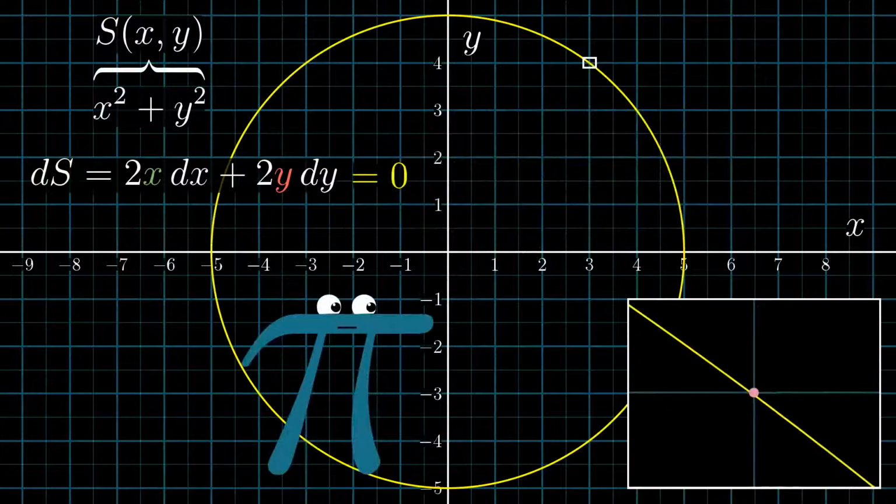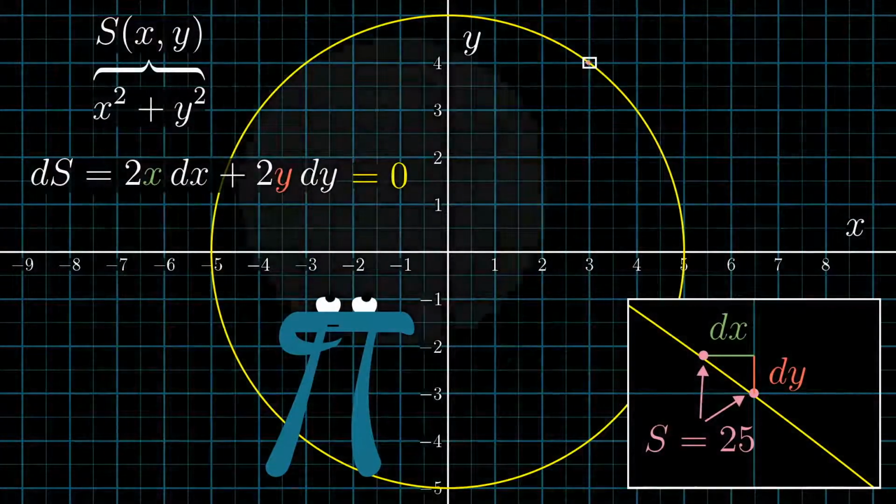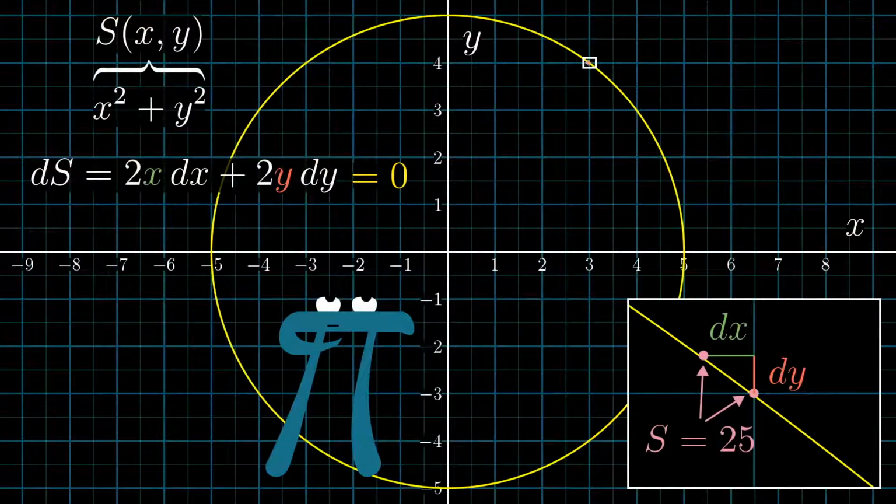The key point here is that when you restrict yourself to steps along the circle, you're essentially saying you want to ensure that this value of s doesn't change. It starts at a value of 25, and you want to keep it at a value of 25. That is, ds should be 0. So setting the expression 2x dx plus 2y dy equal to 0 is the condition under which one of these tiny steps actually stays on the circle.